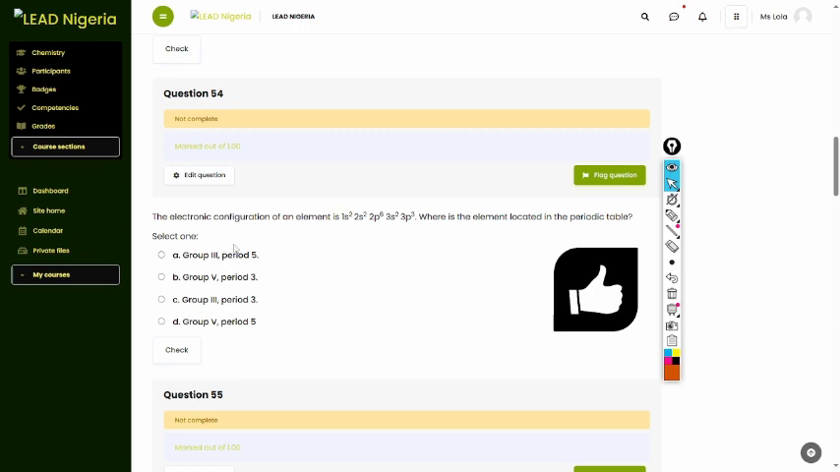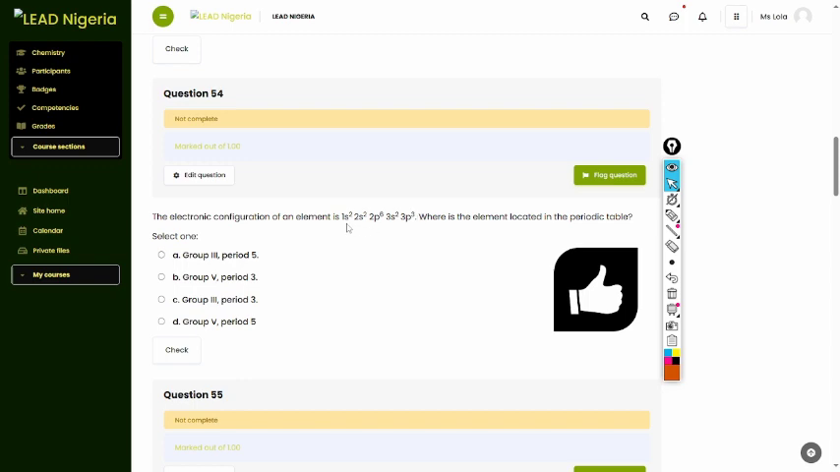The electronic configuration of an element is this. Where is the element located in the periodic table? Okay, so let's find out what the group and the period of this element is. We can tell what the group is by the total number of electrons it has in the highest shell, or the outermost shell. The outermost shell here is shell 3. And the total number of electrons in shell 3 is 2 plus 3, that is 5. So it belongs to group 5.